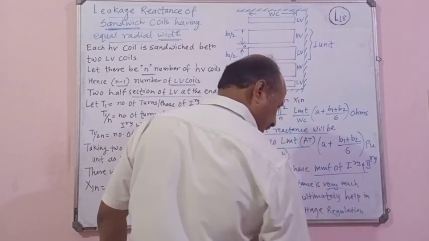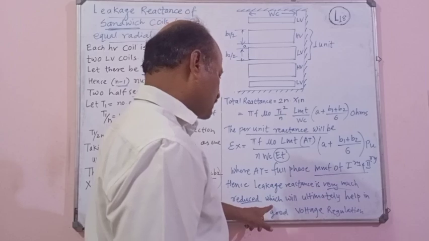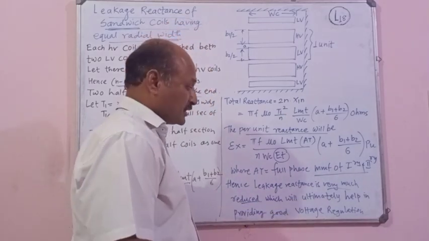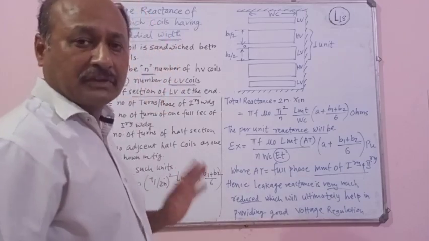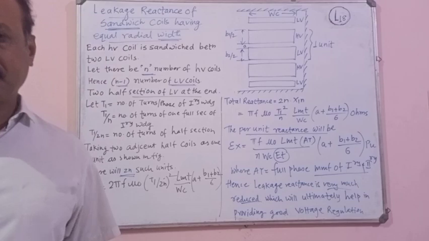As the leakage reactance is very much reduced, what happens? It ultimately helps provide good voltage regulation. So this completes all the proof. What is our next step? The next step is to solve the numericals on these equations.